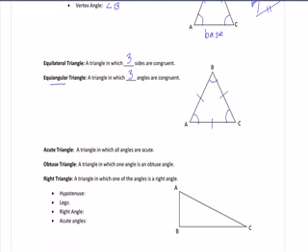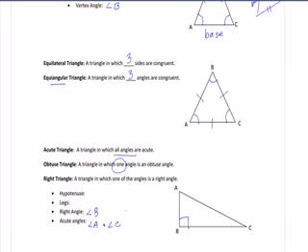Just a few more terms. An acute triangle is a triangle where all angles are acute. An obtuse triangle is a triangle in which one angle is obtuse. And a right triangle is a triangle in which there is one right angle. For this diagram, I'm going to call angle B the right angle, leaving angles A and angle C to be the acute angles.